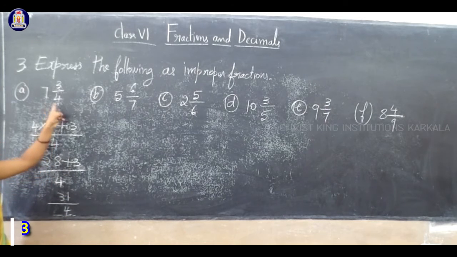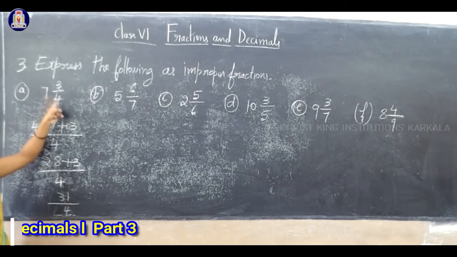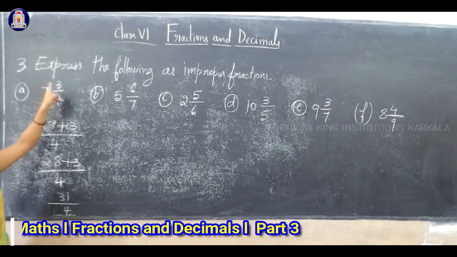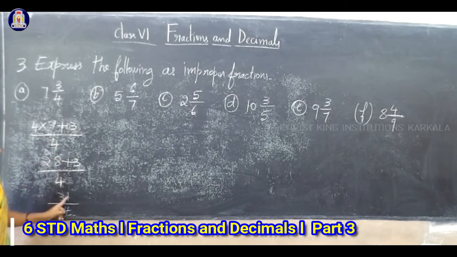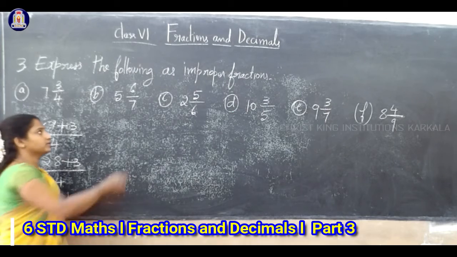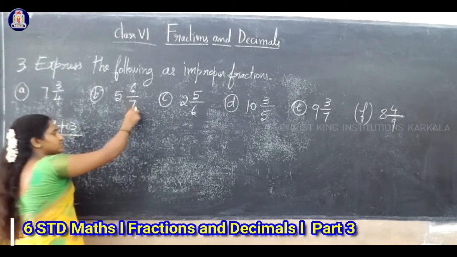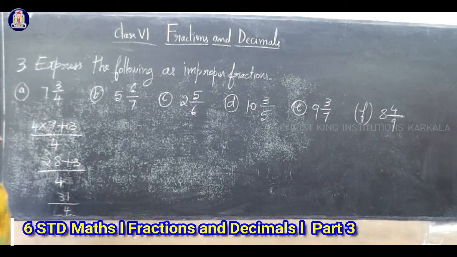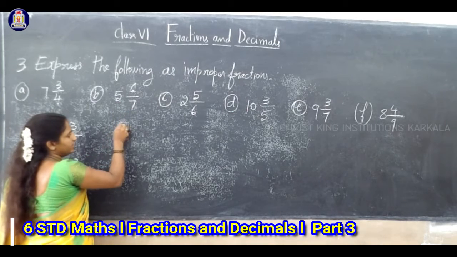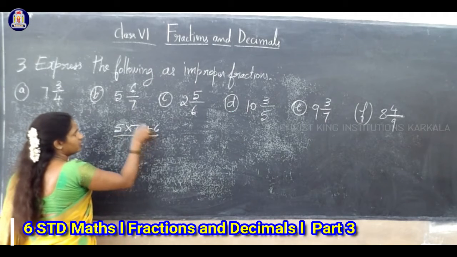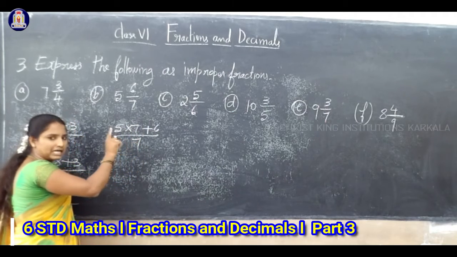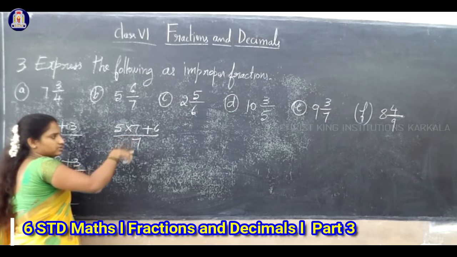Clear? The method is to multiply these two, 4 and 7. 4 sevens are 28, plus 3, that is 31 by 4. The second one is also the same, 5 6 by 7. So multiply 5 into 7, these two, plus 6, denominator 7. You can write directly. Clear? No need of writing all the steps.